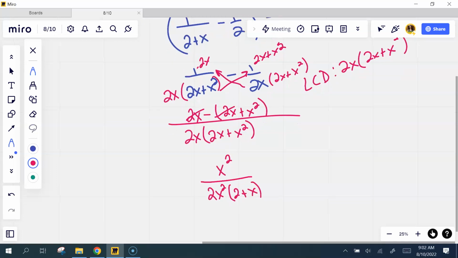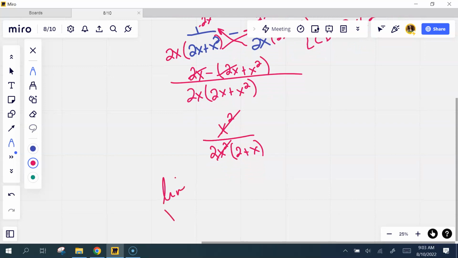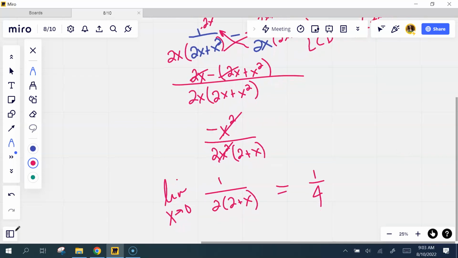Now I can remove my discontinuity. Now I can do the limit as x goes to 0. 1 over 2 times 2 plus x. Should be 1/4. Is it not 1/4? Yeah. It's negative. Why is it negative? Yep, you're right. Sign error. That's right. It's negative.